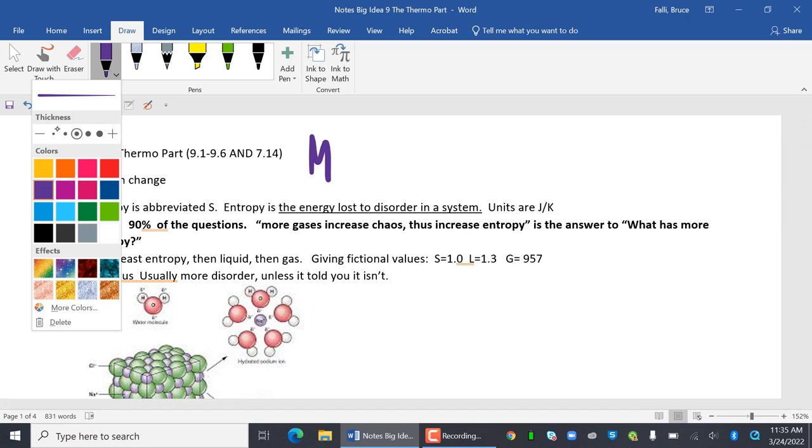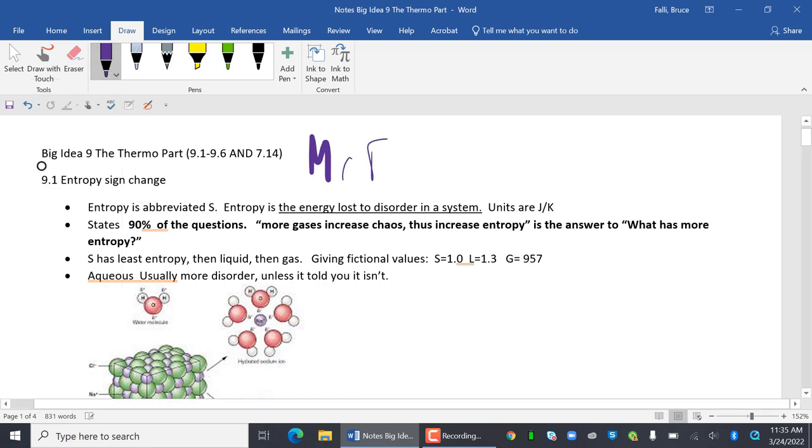And welcome to our last big idea. How great is that? So big idea 9, the thermal part. The first thing we're going to talk about is entropy.